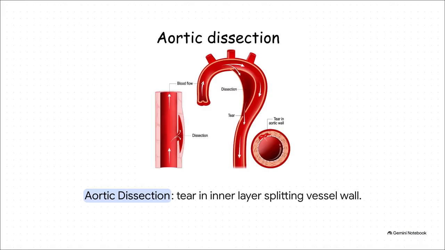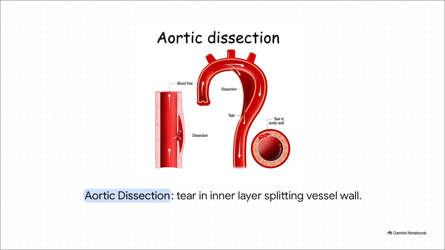Section 4. Aortic dissection disasters, the internal tear. Okay, let's transition from the heart's electrical failures over to the structural plumbing catastrophes of the vascular system. Look closely at this anatomical model of an aortic dissection. What you're seeing here is a literal tear in the inner layer of the aorta.